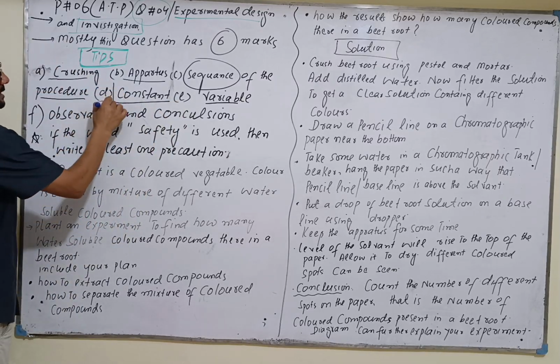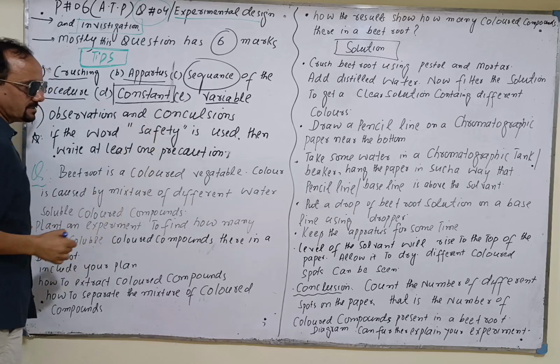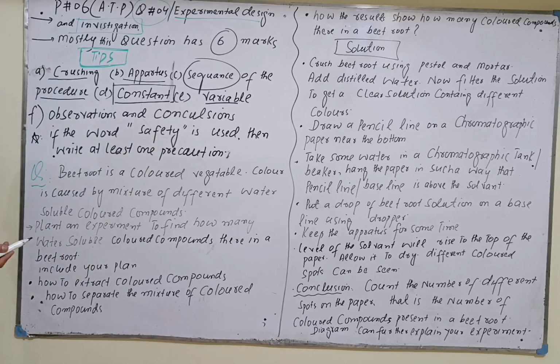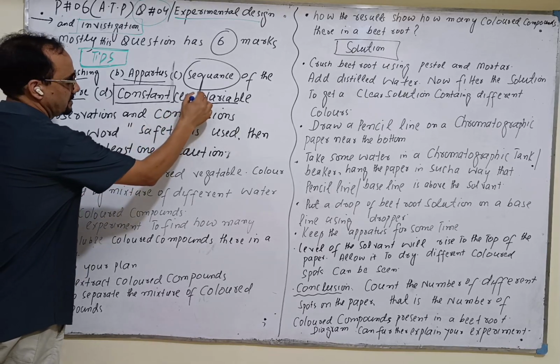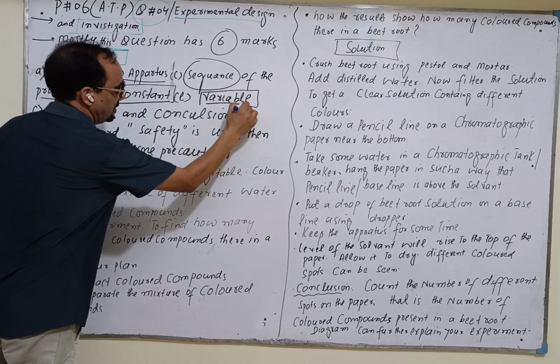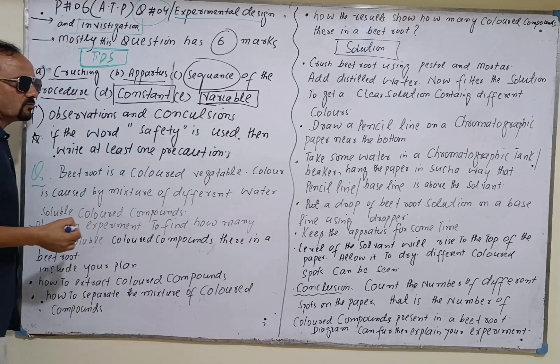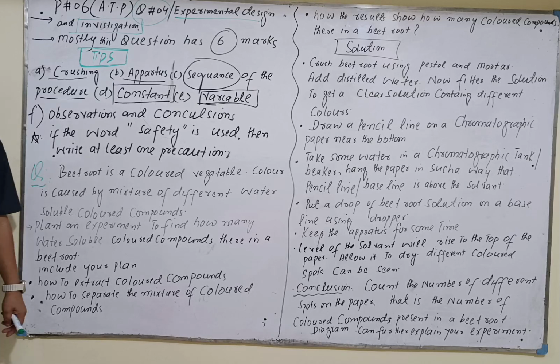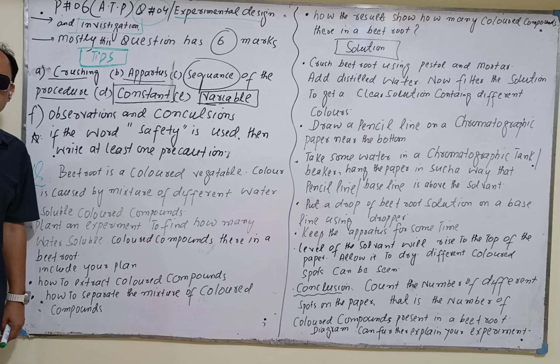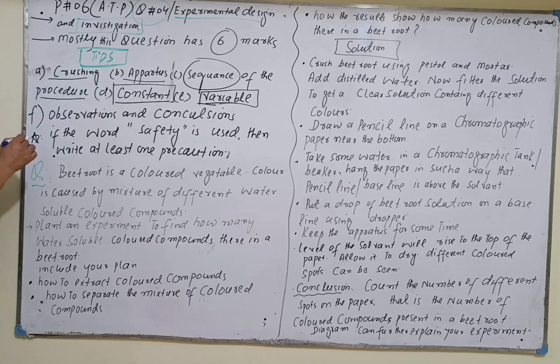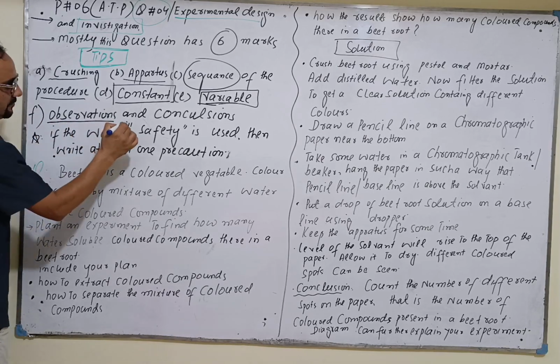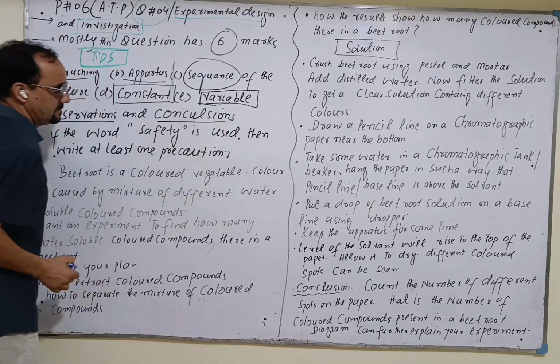Some things have to be kept constant; you can't change the value of that substance. And the second thing should be a variable. A variable is any quantity that can be changed. It can be time, it can be length, it can be concentration. And at the end, your observation and conclusion.